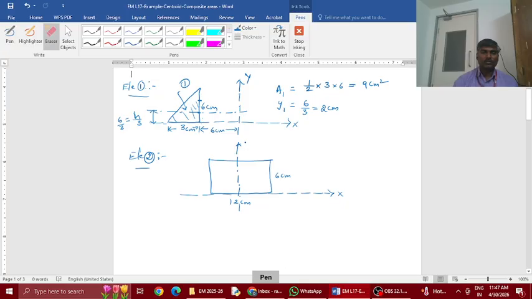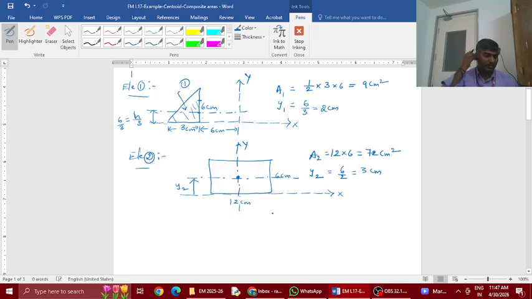Now the properties. A2, the area of this rectangle, is 12 into 6, 72 centimeters square. Y2: the centroid of the rectangle is very well known to us. It is exactly at the midpoint. So this is its y distance, y2. The total height is 6 centimeters, so it is again 6 by 2, 3 centimeters.